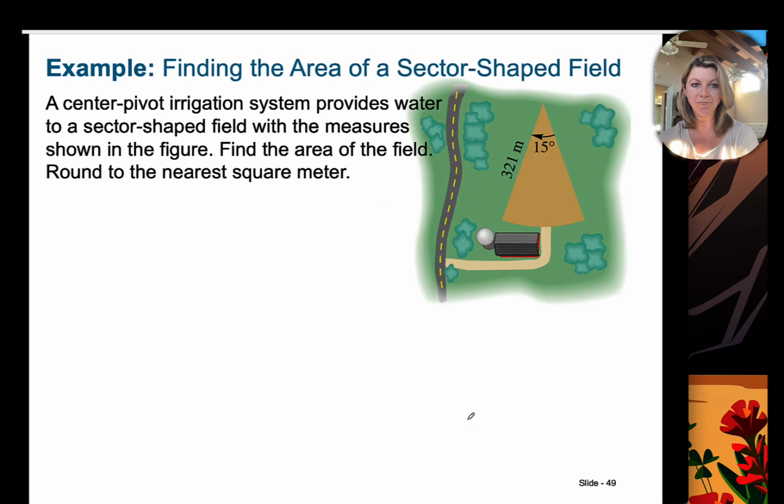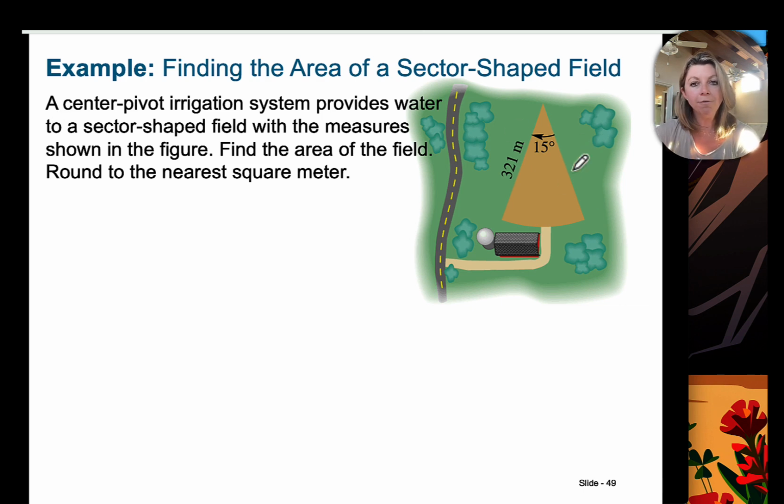Let's try one. Finding the area of a sector-shaped field. A center pivot irrigation system provides water to a sector-shaped field with the measures shown in the figure. Find the area of the field, round to the nearest square meter.